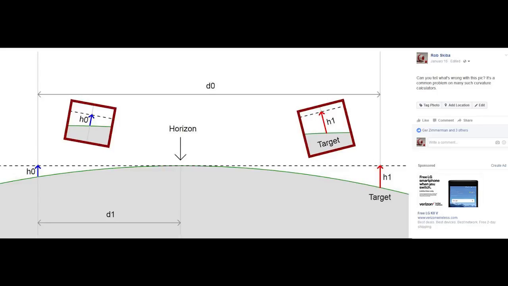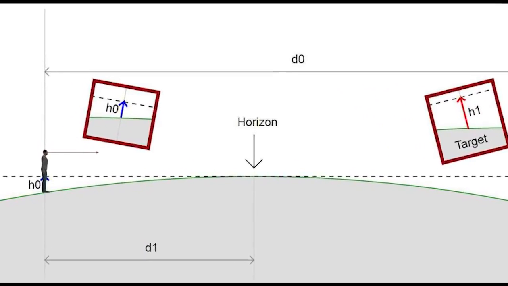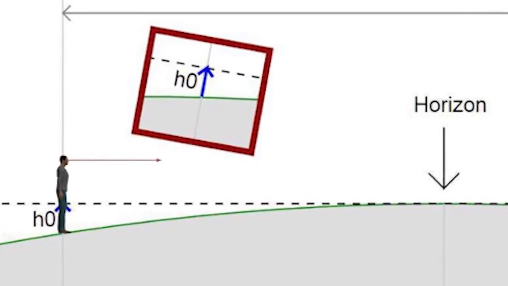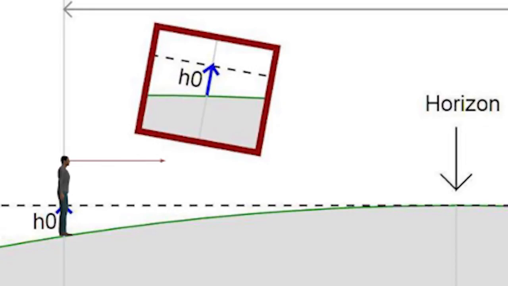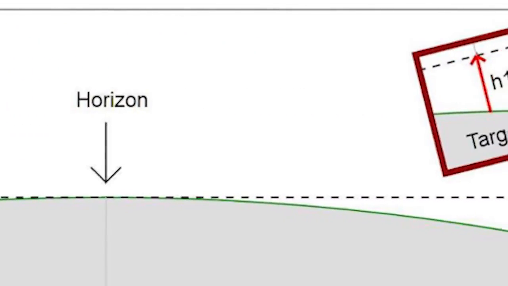Here's a meme I created back on January 16th, and I posted it on Facebook. You see the problem here? Look at this graphic. Look at the way they have H0 and H1. See the angles? See the problem? That would mean that the person on H1 and the target are leaning inward, which means they're not standing perpendicular to the ground. They're leaning inward.